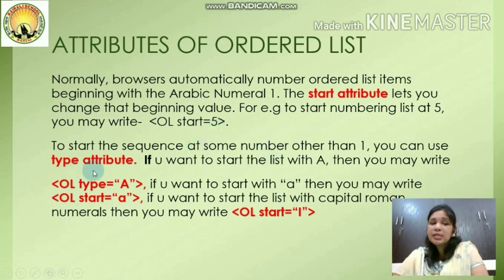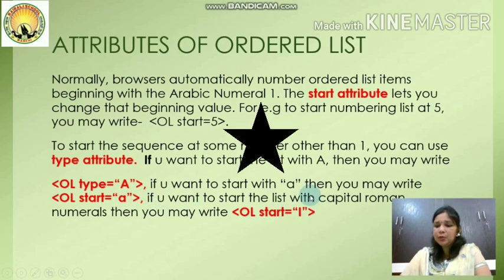Okay, next one, type attribute. As I have already told, the numbering styles are Roman numbers, then Arabic numbers. Arabic numerals are the default one, 1, 2, 3. And if you want to give the Roman numerals, you will have to use type attribute, type equals to capital A, then type equals to small a, type equals to capital I. That way you can mention.